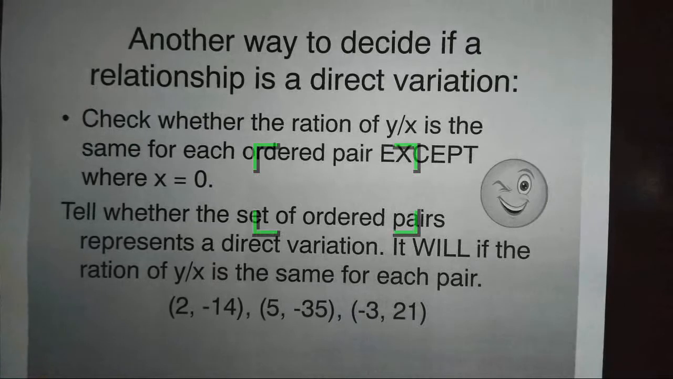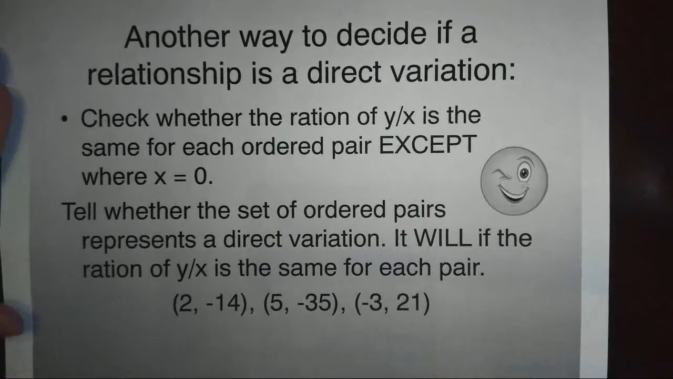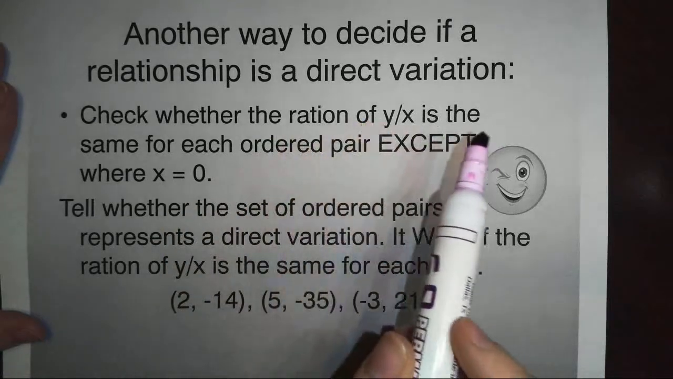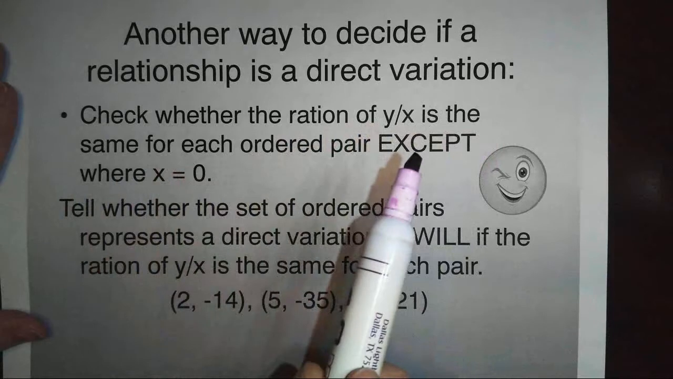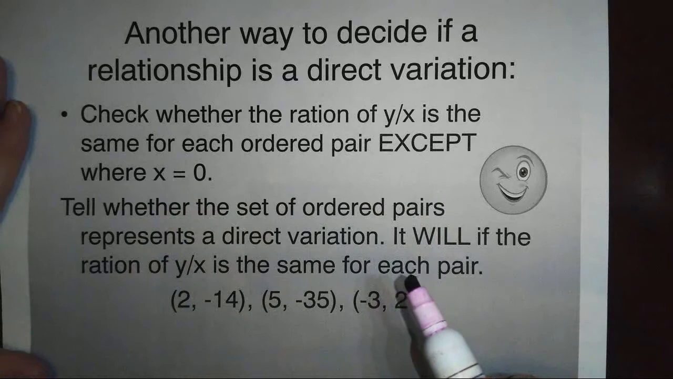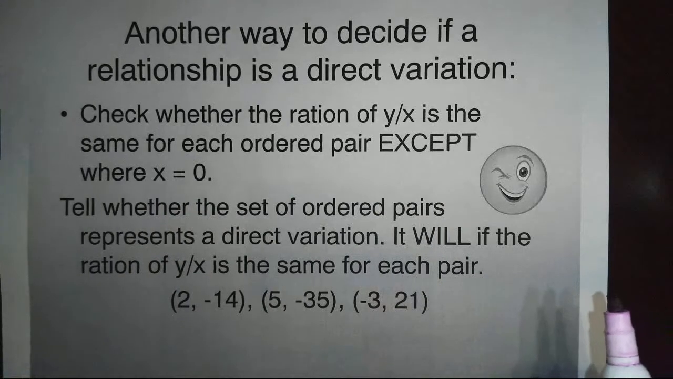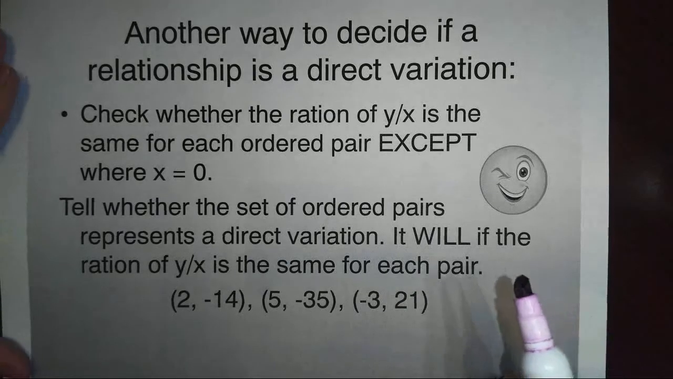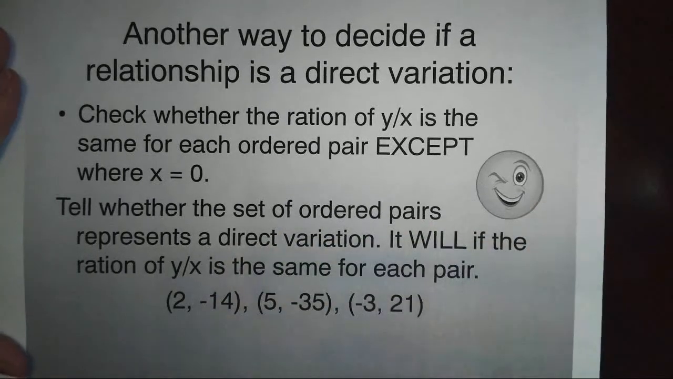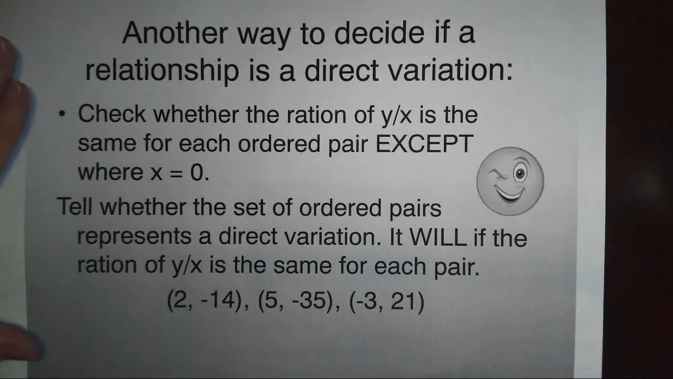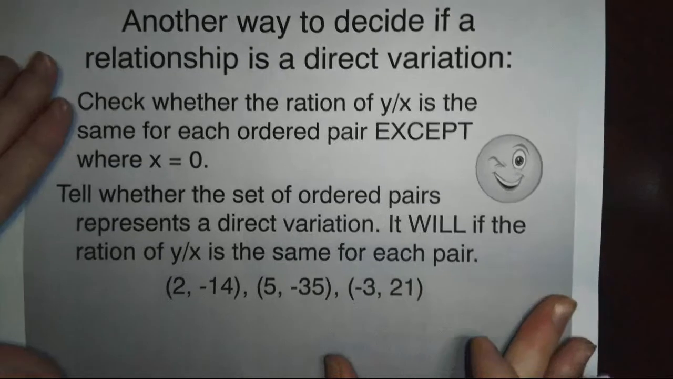Sometimes we don't have an equation to check for direct variation, so another way to decide if a relationship is direct is to check whether the ratio of y divided by x is the same for each ordered pair except where x equals 0. Because remember, where x equals 0, y definitely has to equal 0, and you can't divide by 0, so y divided by x wouldn't make any sense. So if you have a table or a set of ordered pairs, to check for a direct variation, you divide each of your y's by their corresponding x's. And if you get the same number every time, that is considered a direct variation.